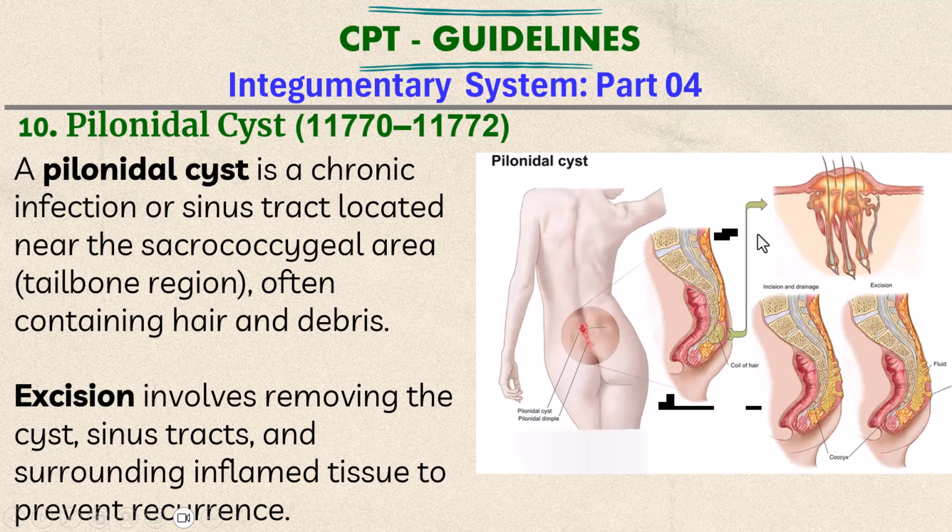Next topic is pilonidal cyst. A pilonidal cyst is a chronic infection or sinus tract located near the sacrococcygeal area, that is the tailbone region, often containing hair and debris. You can see here, this is the pilonidal cyst area. Excision involves removing the cyst, sinus tracts, and surrounding inflamed tissue to prevent recurrence.